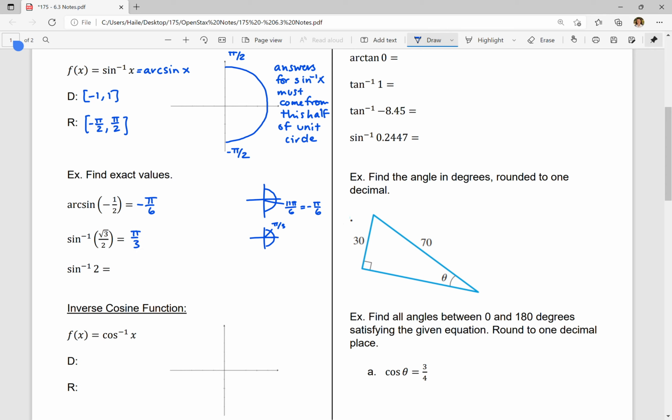You might be noticing already that it's very important by this point that you know your unit circle. Be very familiar with those values, because now basically what we're doing is going backwards. We're starting with some ratio and our answer is going to be the angle with that trig ratio.